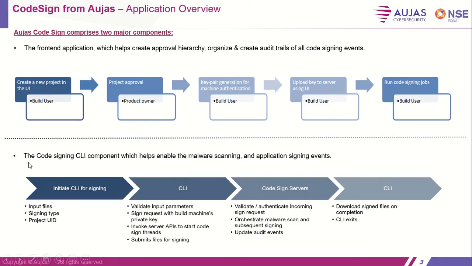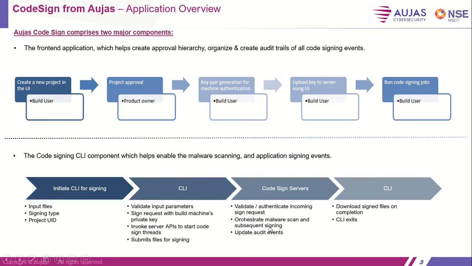The second component is the CLI or command line interface, which basically helps in enabling the malware scanning and doing the application signing. So this is again used by build user. Build user will initiate the signing using the CLI. Build user will input the file, signing type, project UID. Then CLI will validate the input parameter, and sign the request with the build machine private key. This is the key which we have generated here. Then invoke the server API to start the code signing thread and submit the file for signing.